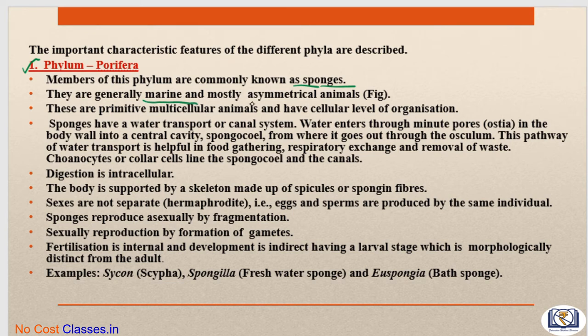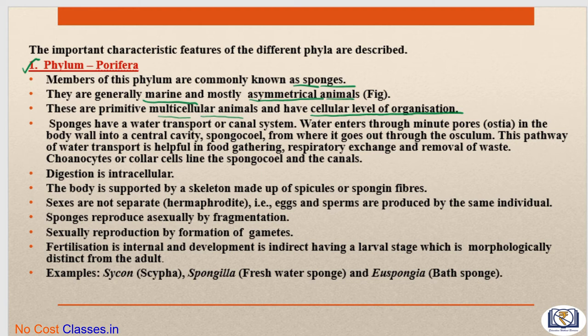They live in marine water, mostly asymmetric. Important: commonly known as sponges. They mostly live in marine water and they are asymmetric in nature. I've already explained this. They are primitive multicellular animals and have a cellular level of organization.